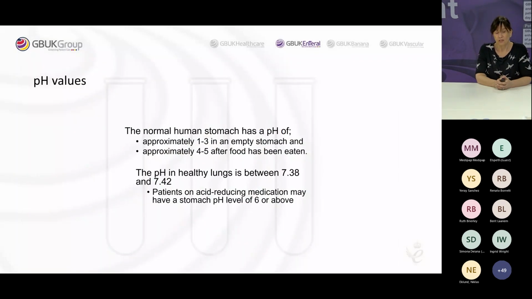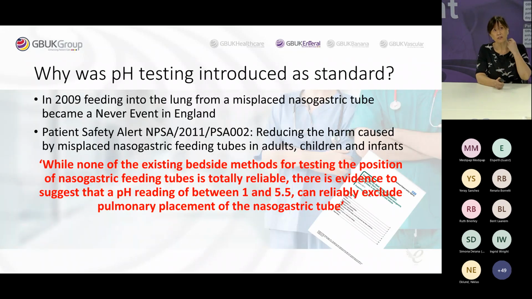So pH testing itself, the normal human stomach has a pH of approximately 1 to 3 on an empty stomach and 4 to 5 after food has been eaten. In a normal healthy patient, the lungs are between 7.38 and 7.42. This can be increased with pathology of the lungs. Patients who are on acid-reducing medication may have stomach pH of 6 or above. So they're the sort of criteria that we're going to be looking at.